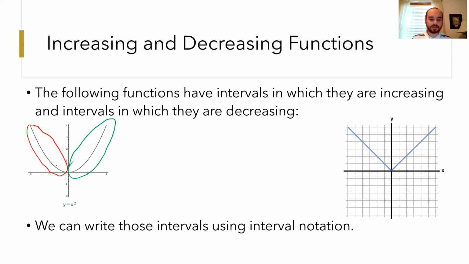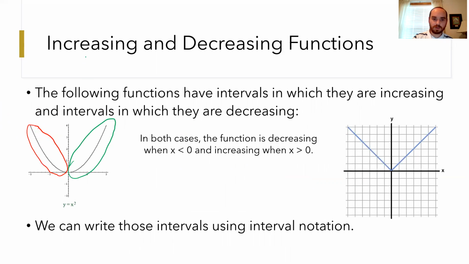So we can write these intervals using interval notation. In both cases, the function is decreasing when x is less than 0, and it's increasing when x is greater than 0. For both of these functions, the slope at 0 is actually 0.